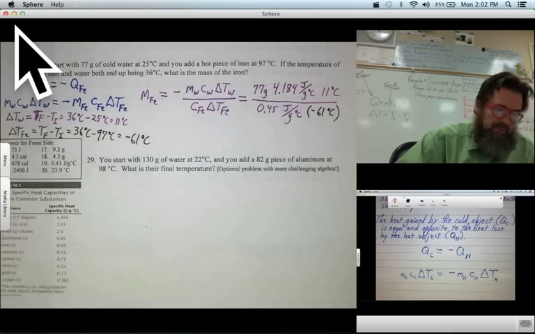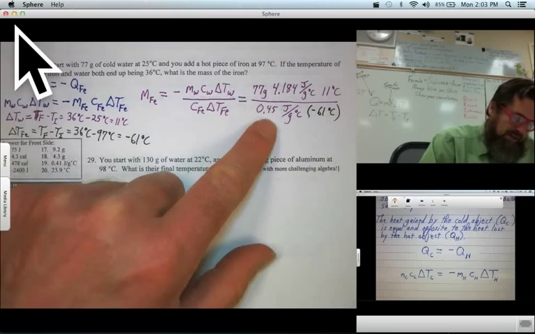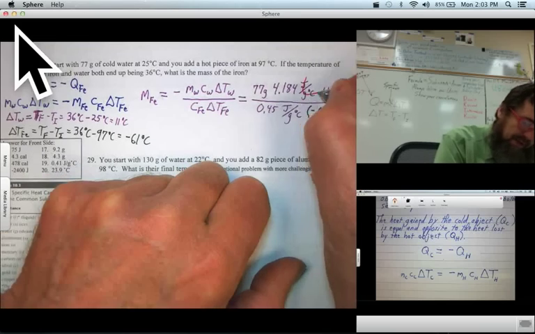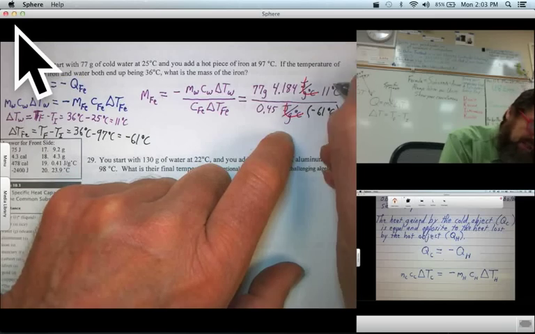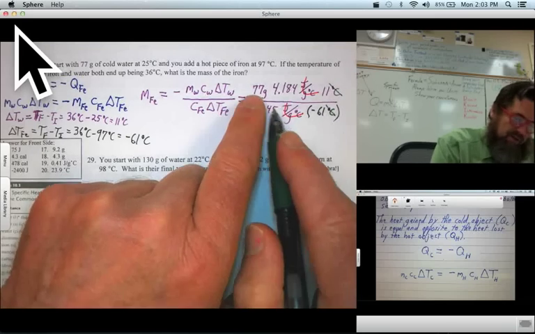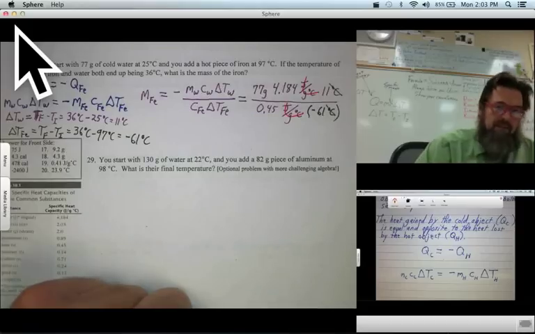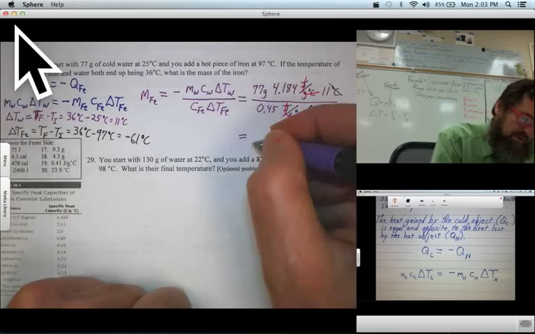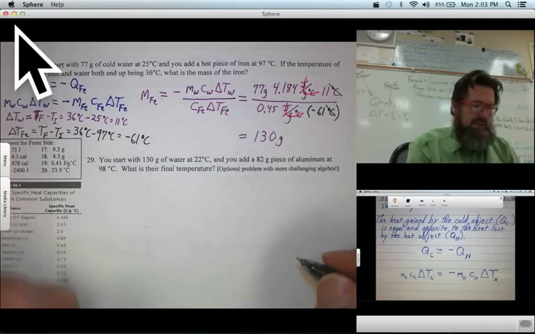Let's cancel some units. Grams doesn't cancel, and that's good because we're seeking grams. But joules per gram degrees C, big cancellation, and also the degrees C over the degrees C. And notice we're left with grams, which is good because we're calculating mass. So we will do a continuation equal sign here, and the math comes out to 130 grams. If we check our answer, I think that matches the answer.